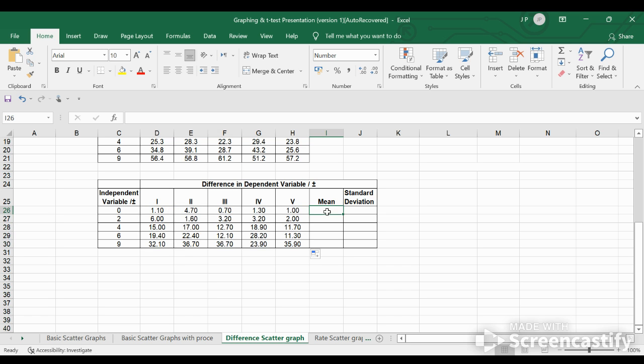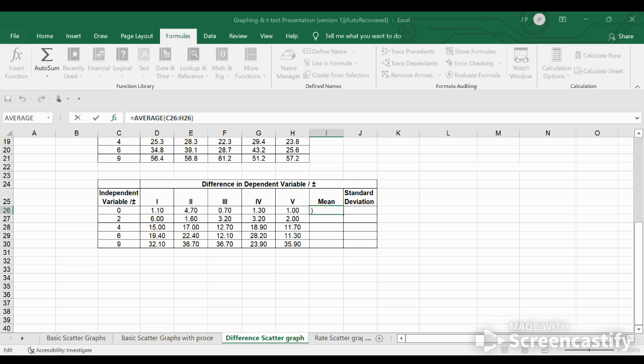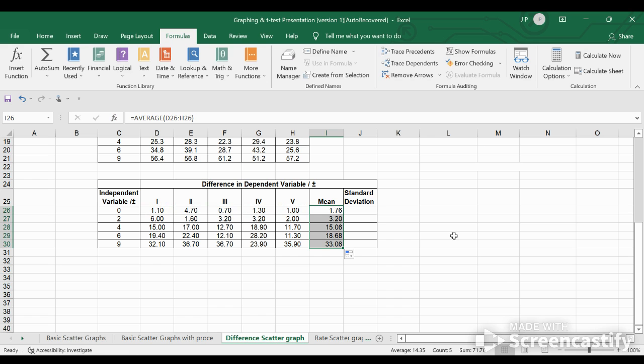You calculate mean by going to formula, insert, double click on average, highlight only what you want the average of, press enter, click OK. Drag it down, and all the values are now calculated.